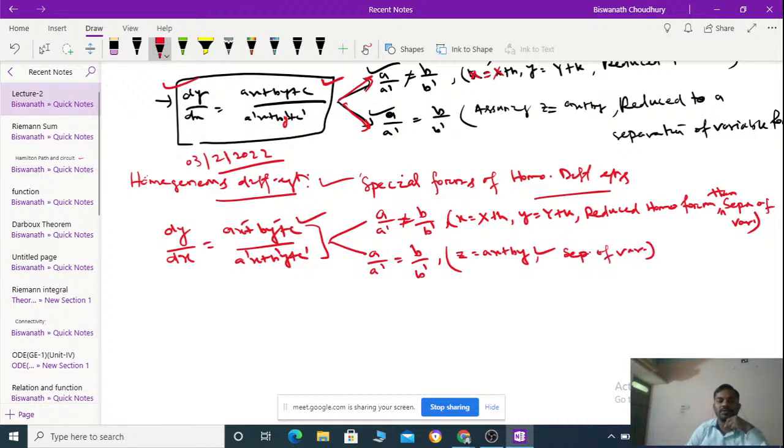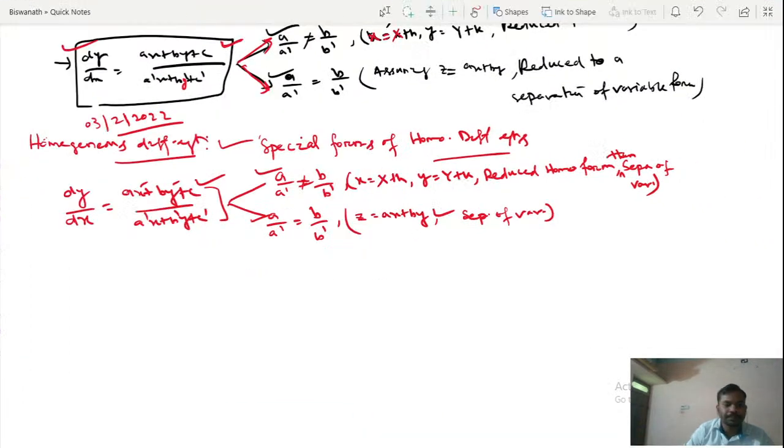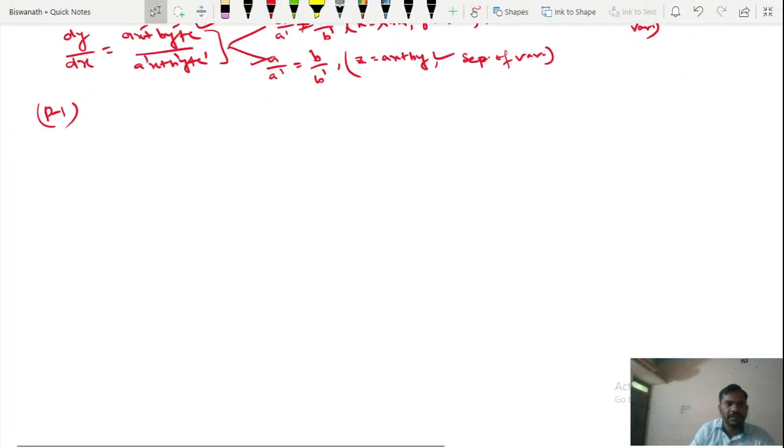Okay, now we'll go to this type of problems, when a by a dash is not equal to b by b dash, and when a by a dash is equal to b by b dash. So consider a problem. Problem 1: solve dy by dx equal to (x plus y plus 4) divided by (x minus y minus 6).